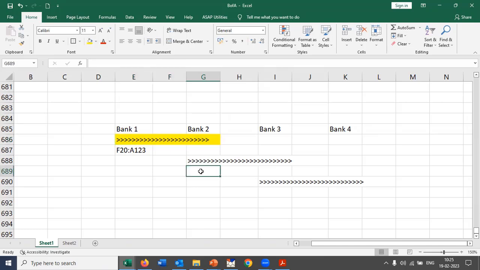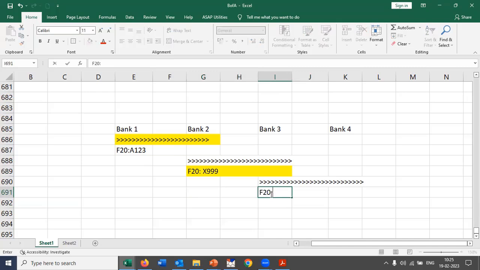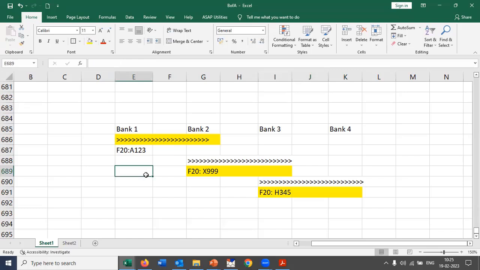When Bank 2 creates the field 20 in an MT103 message, it may say X999 and then send it over from point Bank 2 to point Bank 3. And similarly, when Bank 3 creates the third MT103, it may again in that field 20 add an identification like, let's say, H345 and send it onwards here. So these are our point-to-point identifiers. In MX also, and in CBPR Plus also, I'll be having my point-to-point identifiers.